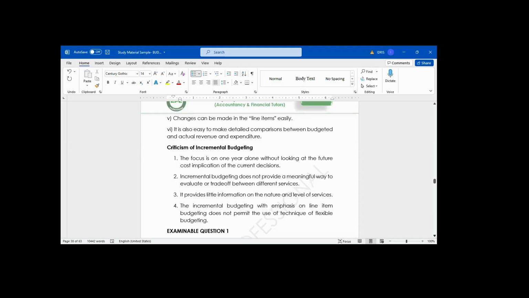Another problem is that incremental budget provides little information on the nature and level of what? Services.